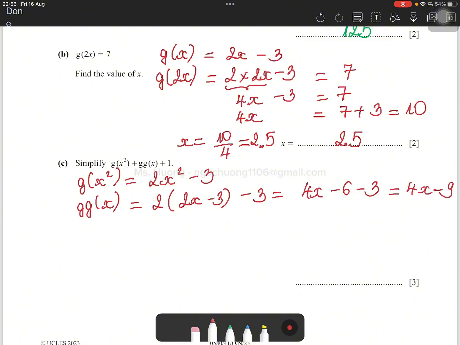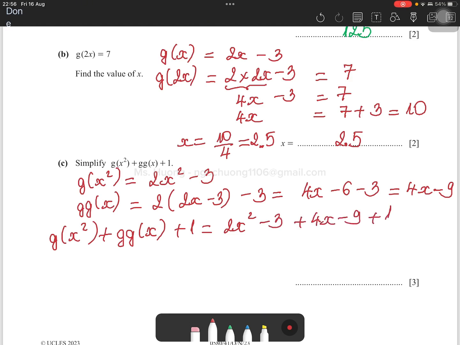And then we combine these two with 1 together. So g of x squared plus g of x plus 1 is equal to 2x squared minus 3 plus 4x minus 9 plus 1. So it is equal to 2x squared plus 4x. Minus 3 minus 9 is minus 12. Minus 12 plus 1 is minus 11.